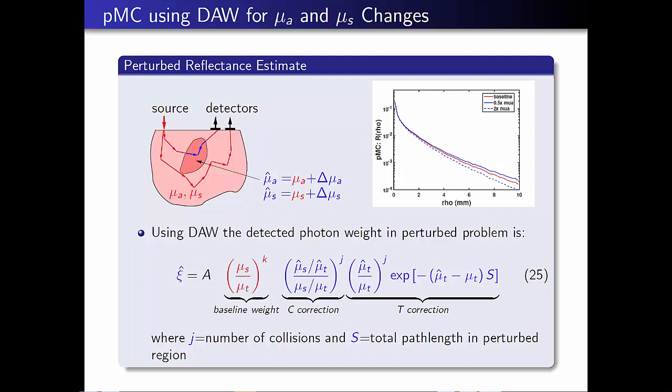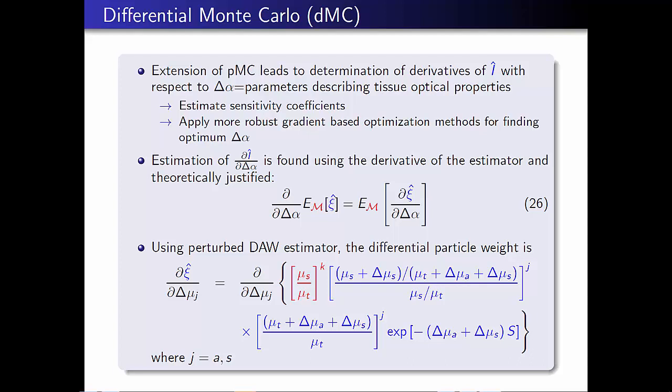They kind of track. These little bumps in it are tracking, and that's actually to your benefit. I'll tell you why about the benefit in the next chart. So before I do that, we can also get differential information. We can take derivatives of this perturbed estimator for reflectance with respect to the optical properties of interest, and now we have sensitivity coefficients. And this allows us to use a gradient-based optimization method to determine those coefficients.